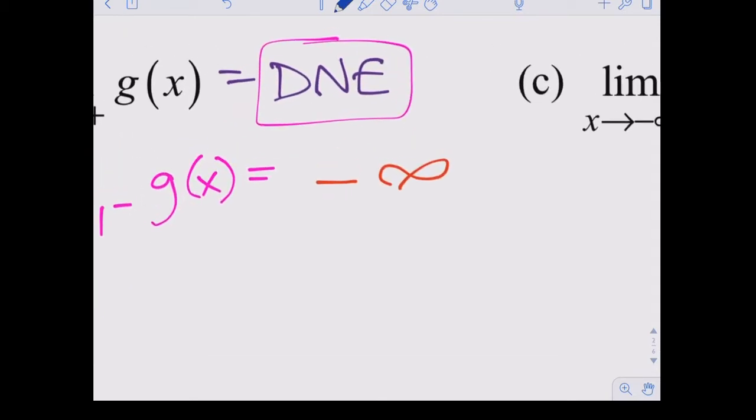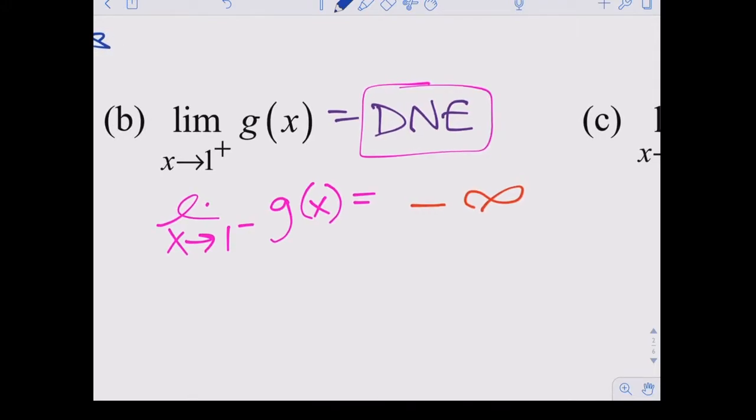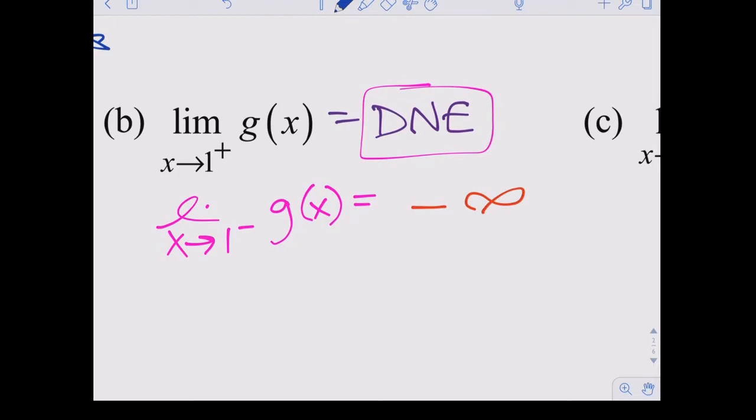So both of these limits fail to exist, correct? They're both D and E technically, but for very different reasons. Very different reasons. All right, questions on that?